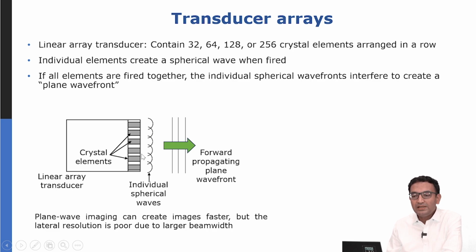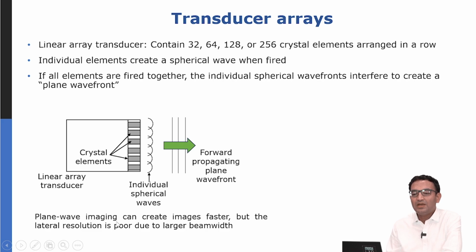But when all these elements emanate spherical waves which interfere with each other, what you get is a forward propagating wavefront, and if all the elements are fired together, it will approximate a plane wavefront. Plane wavefront means that all the points in which the waves are in phase lie in a plane.